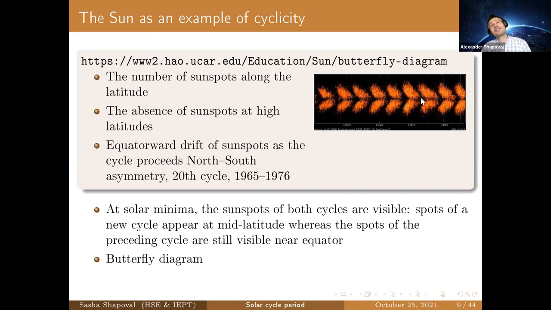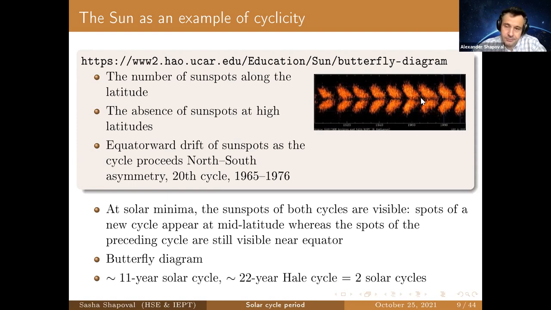And well, you can guess the name of this picture. It is called the butterfly diagram because it reminds us of a butterfly. I talked about cyclicity, and you see this quasi-cycle from minima to minima, and it's approximately 11 years. It's called the solar cycle. It lasts approximately 11 years, and this is, let me say, the main regularity of solar activity.